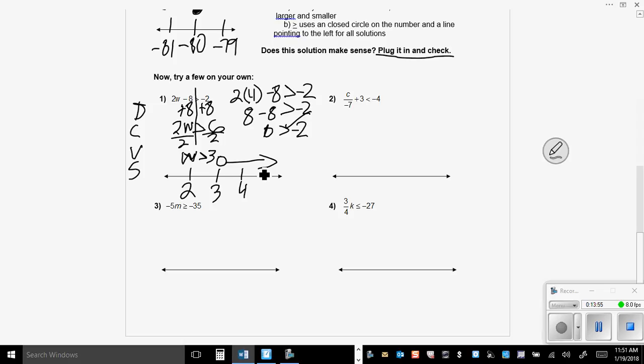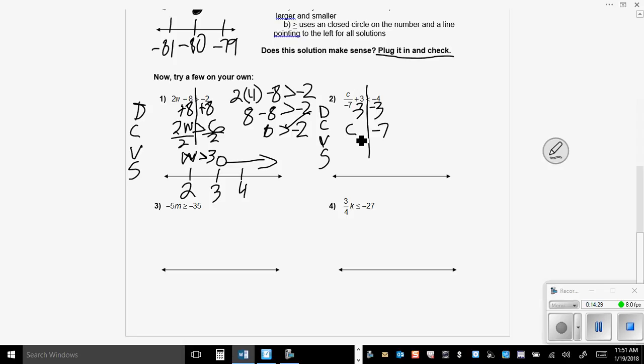Now, in the next one, we have C divided by -7 plus 3 is less than -4. Go ahead and pause, work on it. Welcome back. All right, DCVS, we'll write that down. Okay, then we'll multiply by a negative number. I see that's going to be there, but before we multiply by a negative number, I know we're going to add. We have to get rid of this +3. So to get rid of this +3, I know we're going to subtract 3 on this side. Then -4 minus 3 gives you -7.